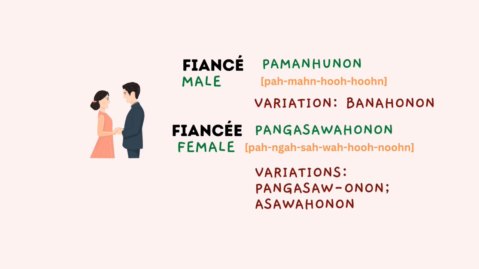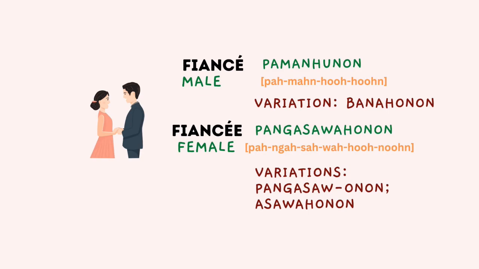Pamanhonon. Variation: banahonon. So, bana, mga higala, is husband. So, when you say banahonon, it is someone you are going to marry. This is the male, okay? Fiancé.